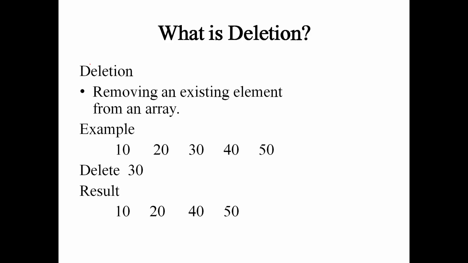So deletion means removing an existing element from the array. Example, I have an array with the elements 10, 20, 30, 40, 50. Delete 30. Result: 10, 20, 40, 50. It seems simple, right? But there is one important issue. After removing an element, an empty space is created. Arrays cannot have gaps between elements. As per the definition of an array, elements are contiguous. Array elements occupy consecutive memory locations. There would be no gaps between them. So that empty location must be filled. How? By shifting the remaining elements. So this is the key concept in array deletion.